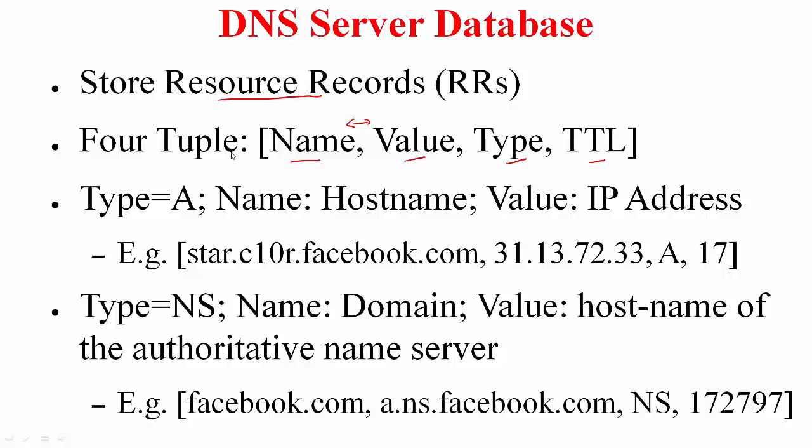So when this type is set equal to A, the name refers to a host name and the value refers to an IP address. So here is an example. So this is a type A record where it is telling that this particular host name maps into this particular IP address. This is a type A mapping and the time to live for this particular mapping is 17 seconds. So this TTL field specifies how long this record can be cached at the local DNS server.